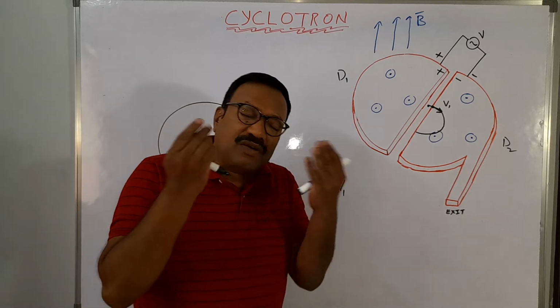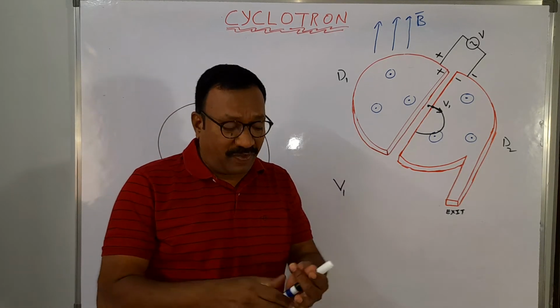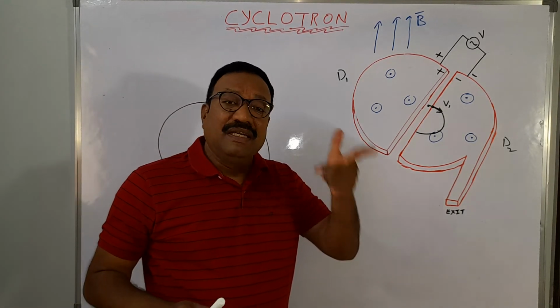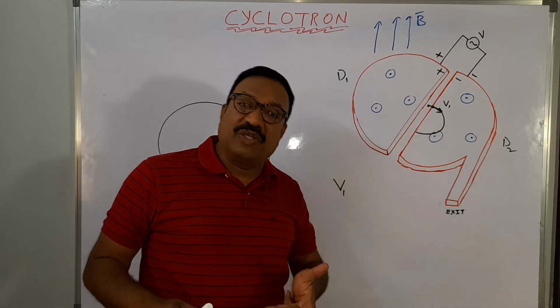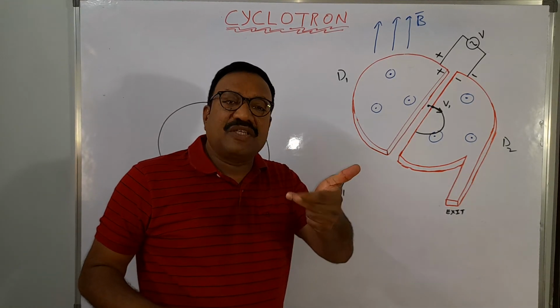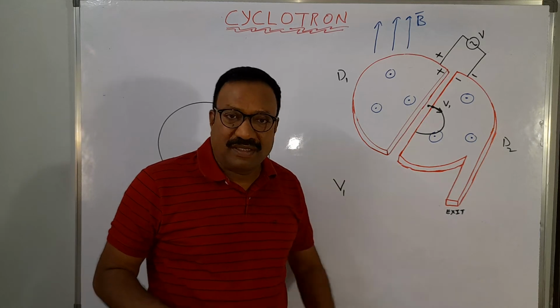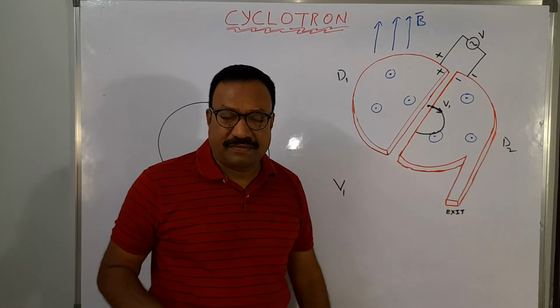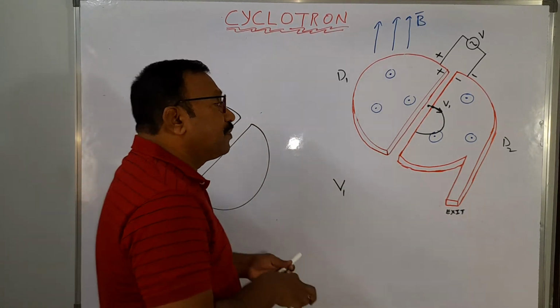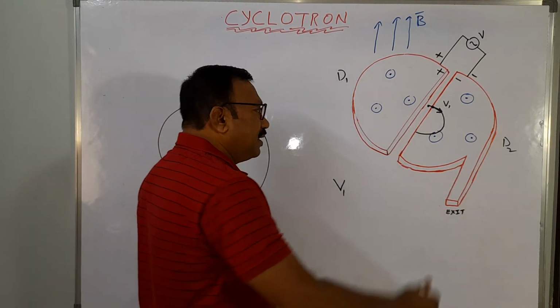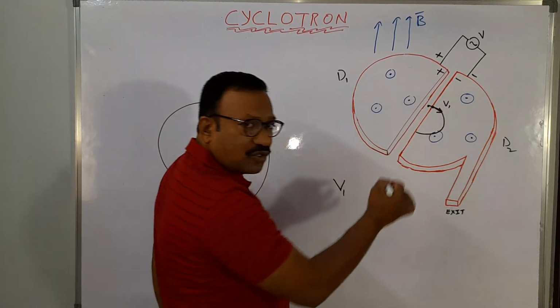Because if we take a negative charge, all rules will be reversed. Fleming's left hand rule is applicable for positive charge only. If it is a negative charge, you have to reverse the direction of force. That we already know. So let me take a proton. Now it has completed half a circular motion.